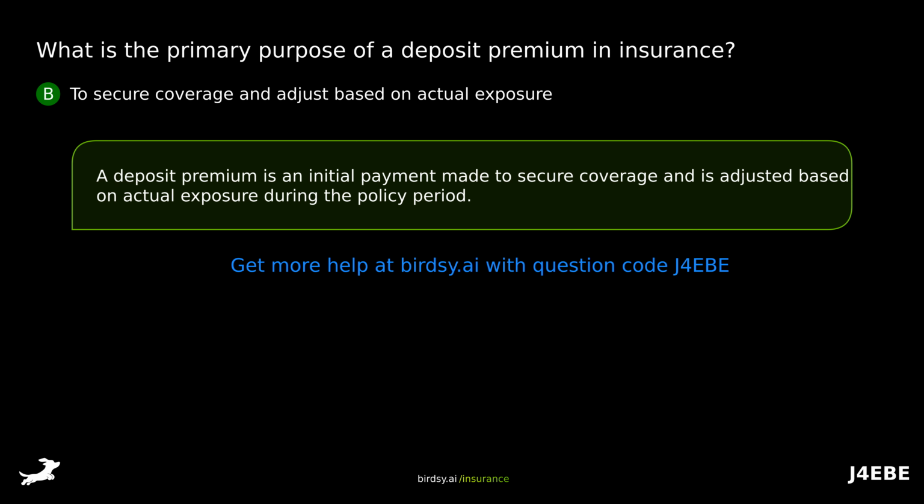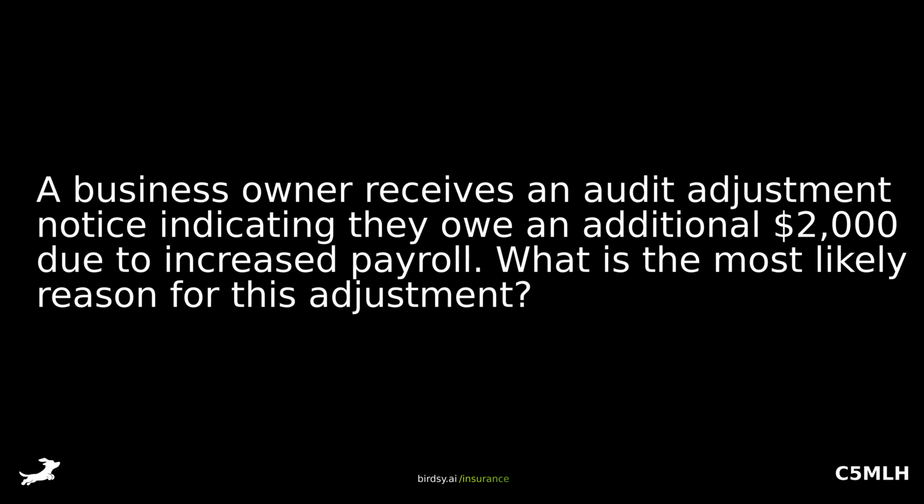A deposit premium is an initial payment made to secure coverage and is adjusted based on actual exposure during the policy period. A business owner receives an audit adjustment notice indicating they owe an additional $2,000 due to increased payroll. What is the most likely reason for this adjustment?